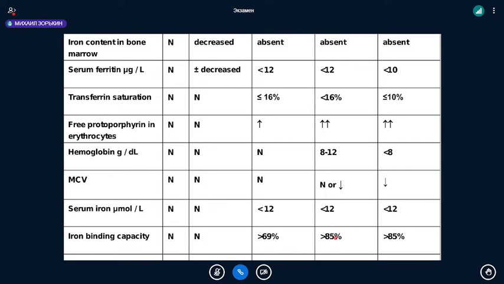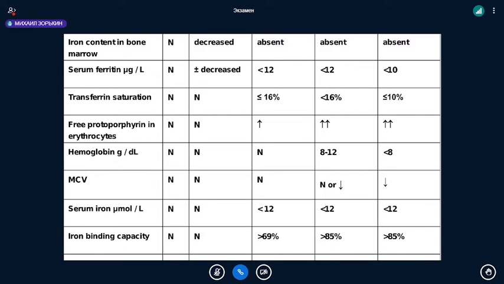As we can see, total iron binding capacity is an indirect measure of the transferrin saturation. When the transferrin saturation is decreased, total iron binding capacity will be increased. It is just like the rule. In the practical classes, I will give you a detailed explanation of what it means and why it happens.